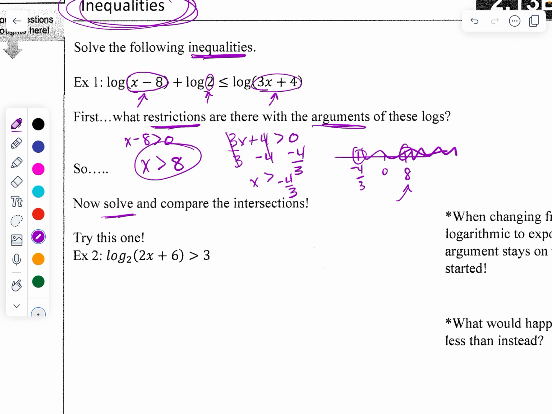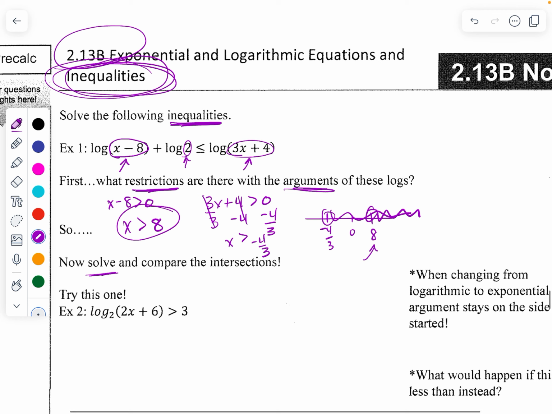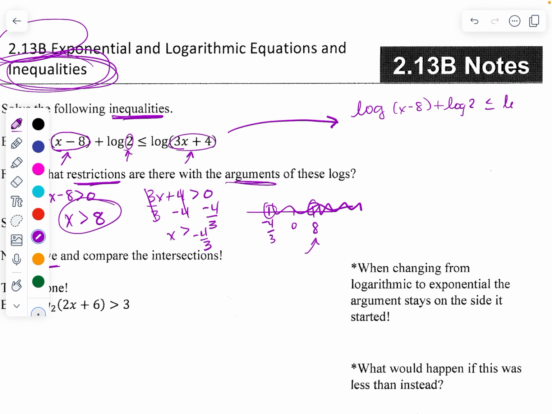So now let's go ahead and solve and compare the intersections of that example. So let's go ahead and solve it. I'm going to put this right here, okay? So log of x minus 8 plus log 2 is less than or equal to log of 3x plus 4. So we're going to use that product rule to condense these two logs down to one log. So here's log of x minus 8 times 2 is less than or equal to log of 3x plus 4.